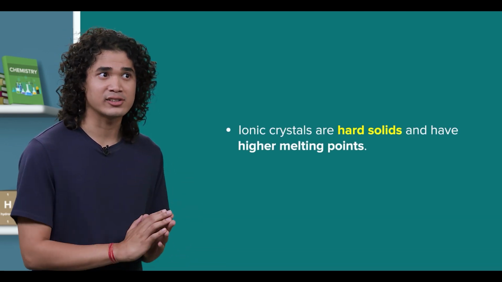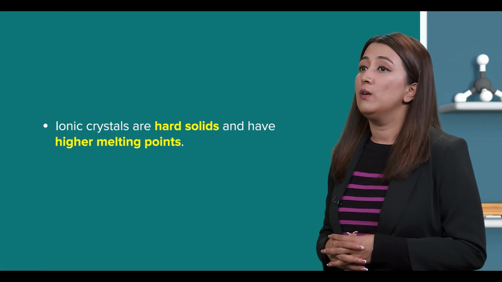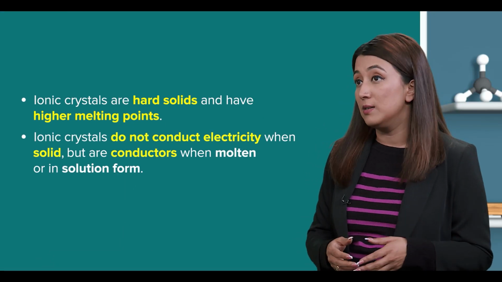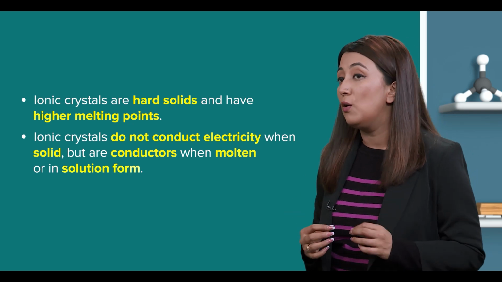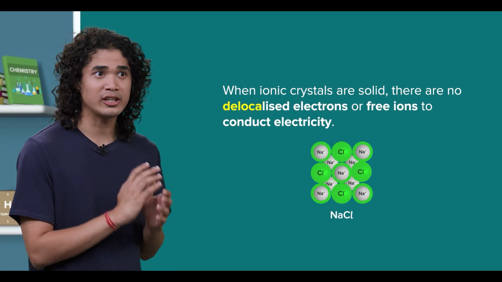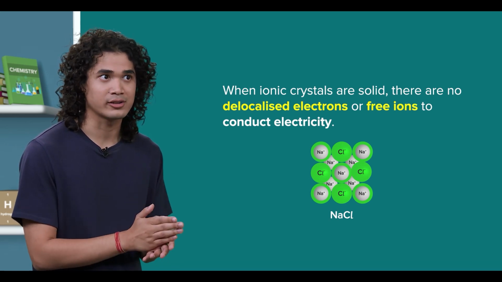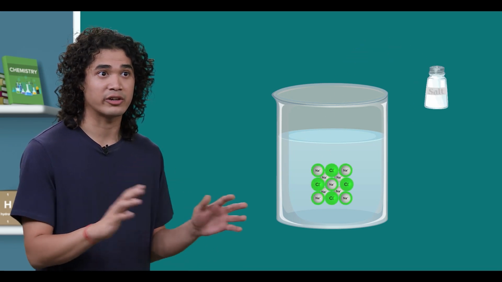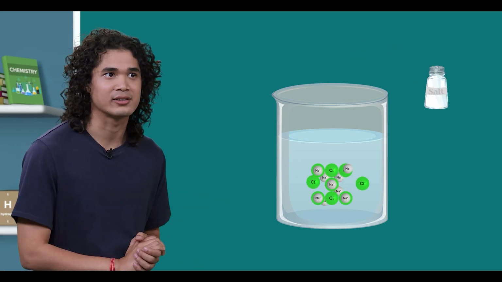So what kind of properties do these giant ionic crystals have? Due to strong electrostatic attraction between cations and anions, they are hard solids and have high melting points. Good. They also do not conduct electricity when solid but become conductors when molten or in solution. I know the reason for that. When they are solid, there are no delocalized electrons or free ions to conduct electricity. However, when they are molten or in an aqueous solution, the ions break free to become mobile ions, which can then conduct electricity. Good job.